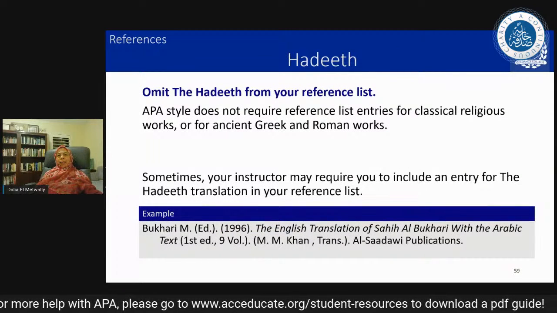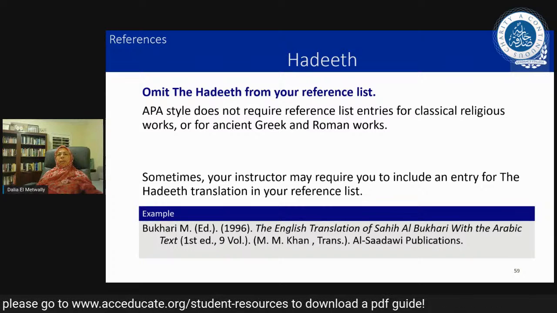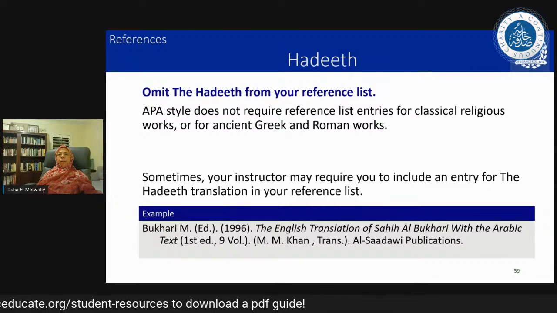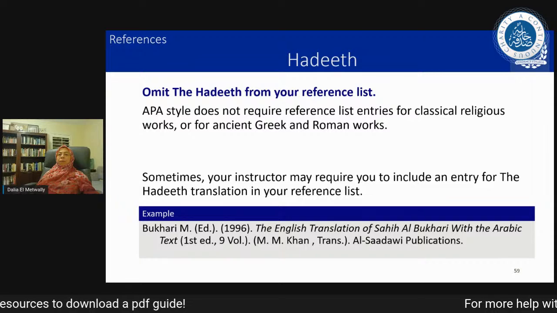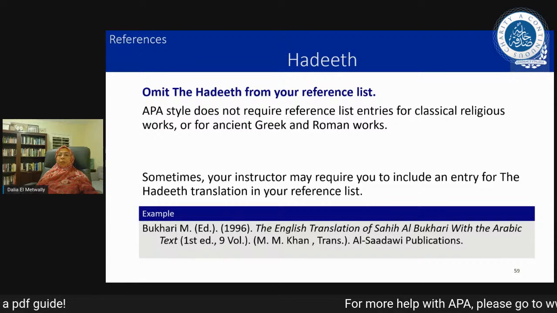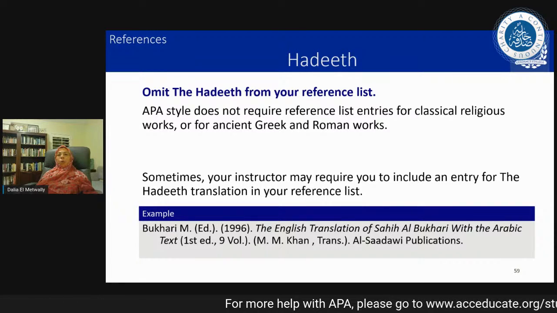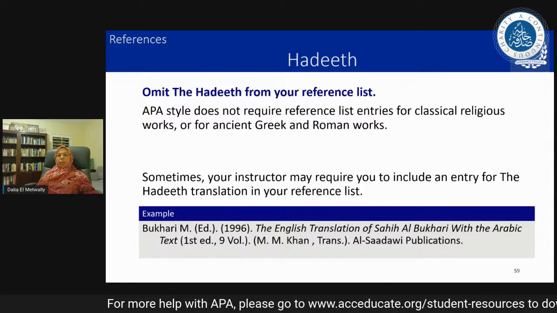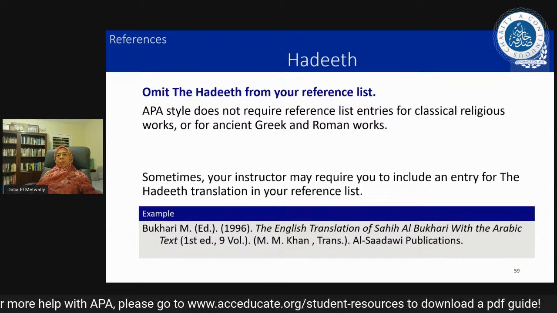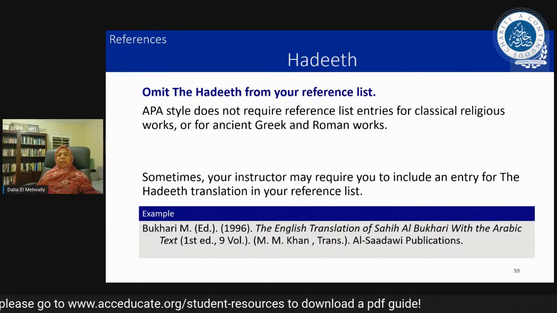Hadith, how are we going to handle hadith? We're going to omit the hadith from your reference list completely because APA said no religious references. However, sometimes your instructor insists on figuring out which translation you have used. So for the English translation of Sahih al-Bukhari, in this case, you're actually going to write it this way.